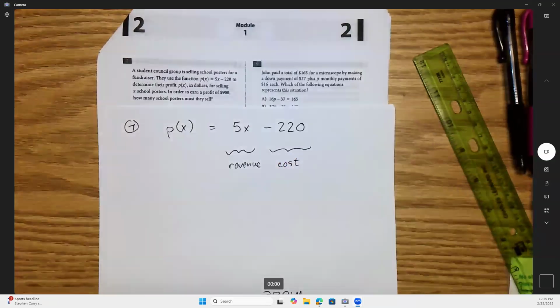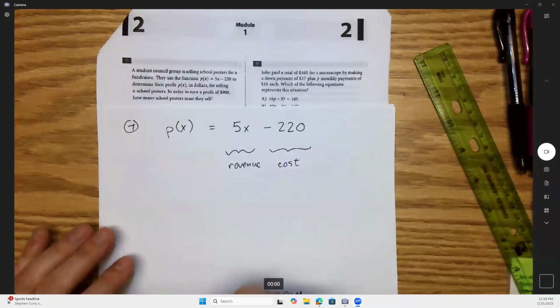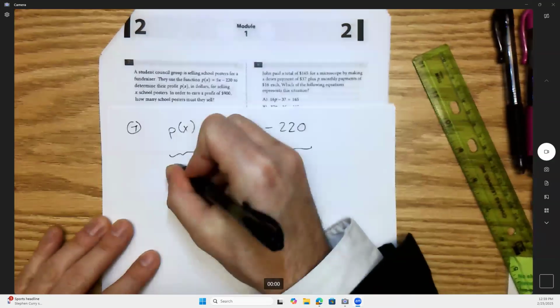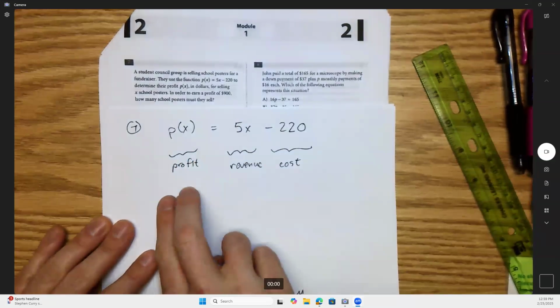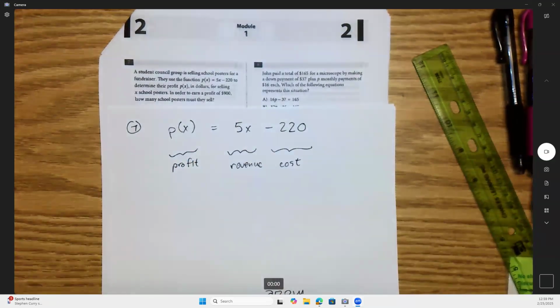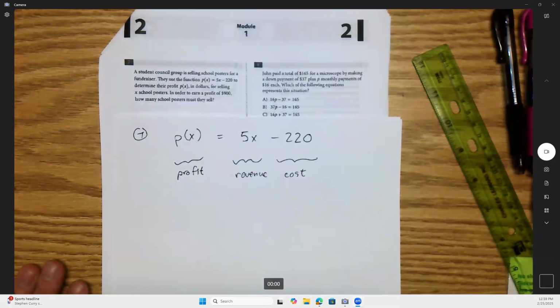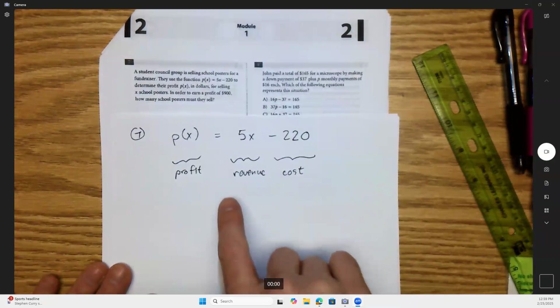Maybe it took $220 to print the posters in the first place so they can sell them later. Okay, and here's your profit. Okay. So a little simple economics equation. So profit is revenue minus cost. Okay, I see that. Right. Go back to this question then.